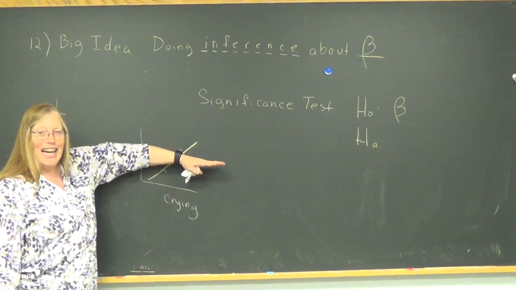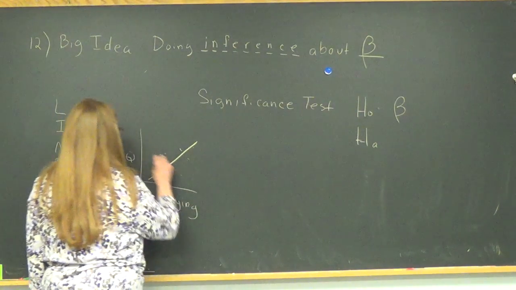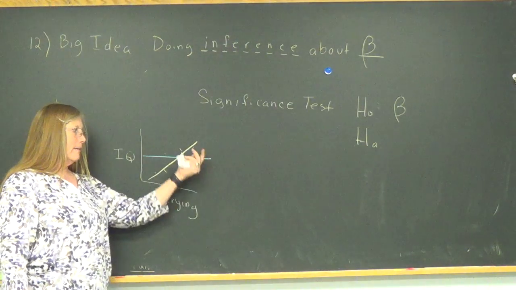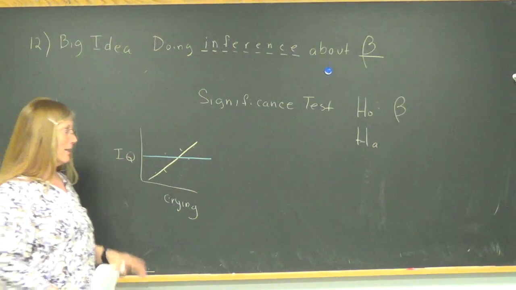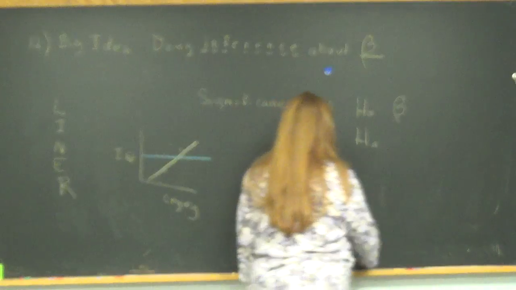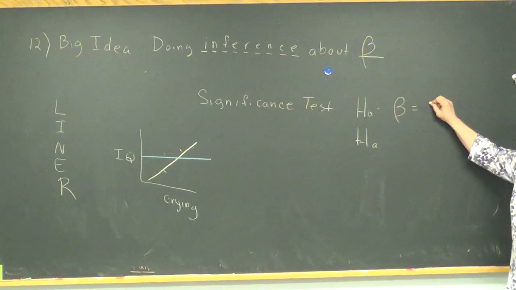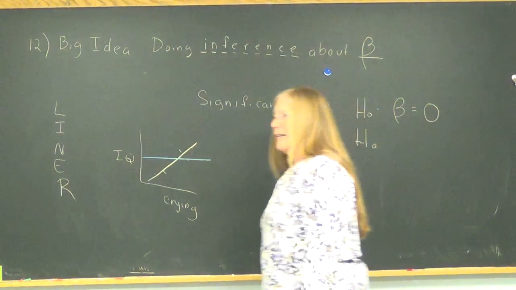So we're going to have a flat line. And if there's no relationship, you would have a slope like this, which meant no matter how much they cried, their IQ was the same. So that just showed no relationship. So how do we reflect that over here? We say beta, the slope, is zero. Zero. Very good. All right.